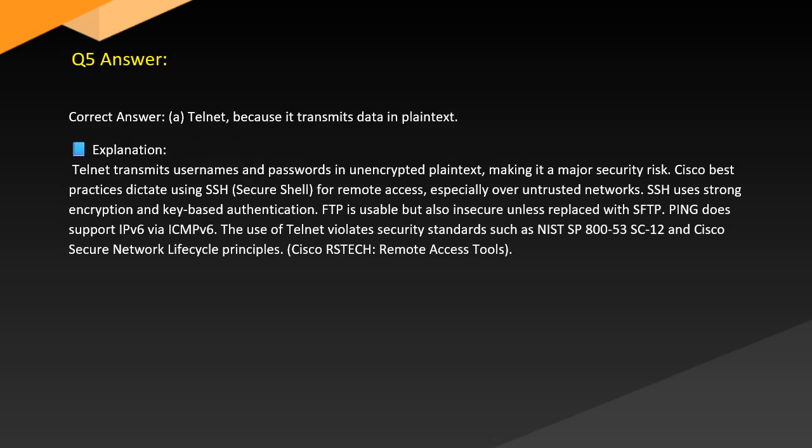Answer. Correct answer, A, Telnet, because it transmits data in plain text. Blue book explanation. Telnet transmits usernames and passwords in unencrypted plain text, making it a major security risk. Cisco best practices dictate using SSH, Secure Shell, for remote access, especially over untrusted networks. SSH provides strong encryption and key-based authentication.